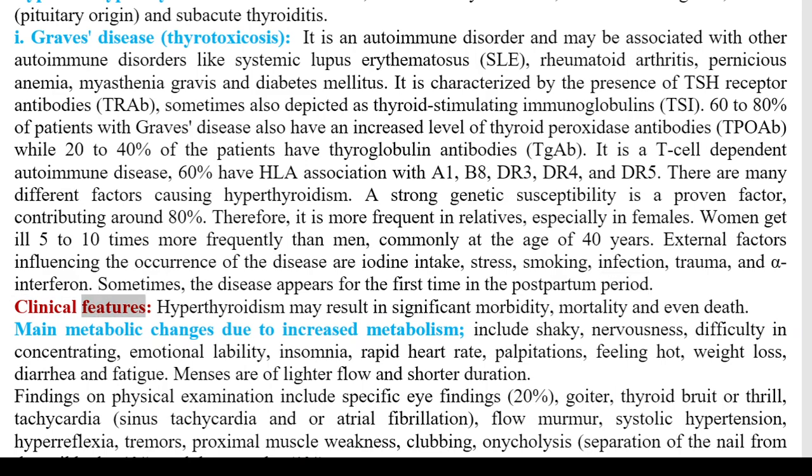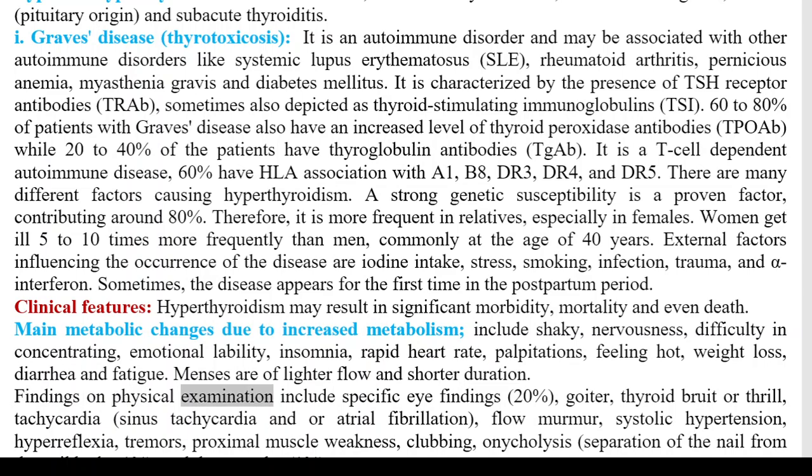Clinical features: hyperthyroidism may result in significant morbidity, mortality, and even death. Main metabolic changes due to increased metabolism include shakiness, nervousness, difficulty in concentrating, emotional lability, insomnia, rapid heart rate, palpitations, feeling hot, weight loss, diarrhea and fatigue. Menses are of lighter flow and shorter duration.